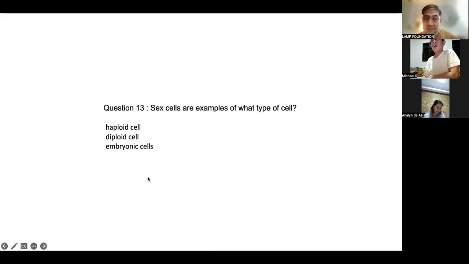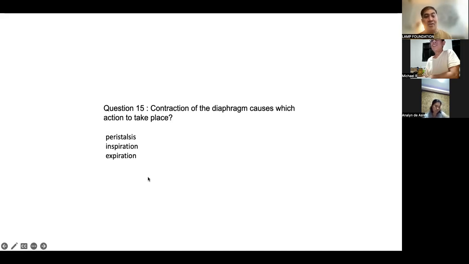Sex cells are examples of what type of cell? Not diploid. No. Haploid cell. When does ovulation occur? After the follicular phase. Very good. Contraction of the diaphragm causes which action to take place? Inspiration. Very good job.